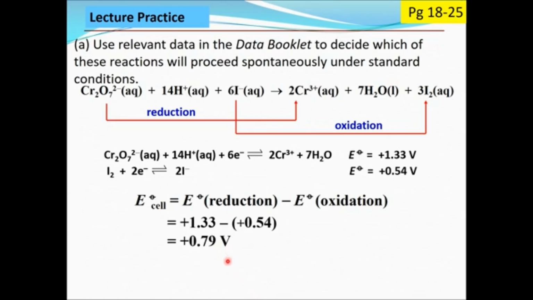Alright, so next we'll look at part B. First we have to state that this is greater than 0 volt. Okay, you do have to fill in that and to state that it is spontaneous.